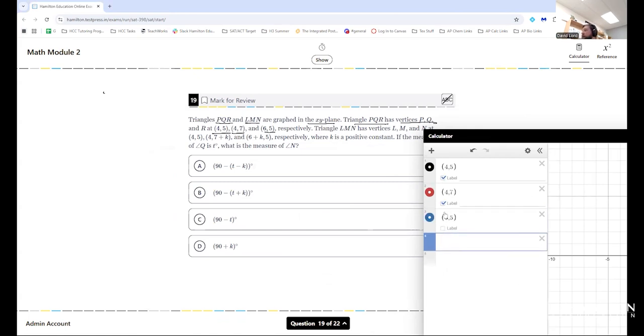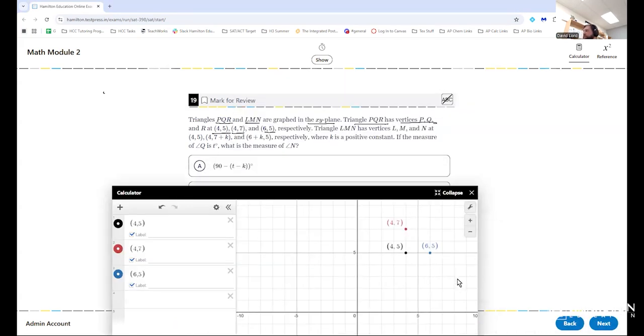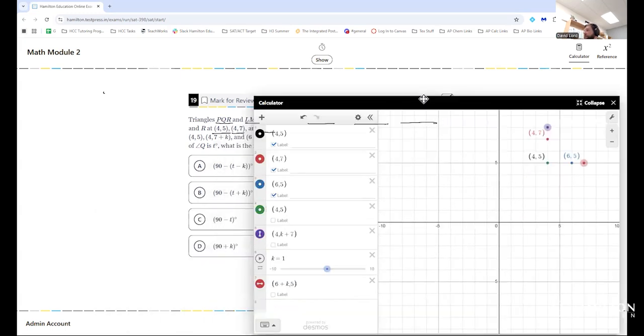And we can turn on the labels. We can turn off the labels. I'm going to turn them on so we can see them. Okay, perfect. Looks like a right triangle to me. But let's keep investigating. The next triangle is also kind of at the same points, (4, 5). So (4, 5). And then something weird, (4, k plus 7). And (6 plus k, 5). Pull this up so we can actually see it better.